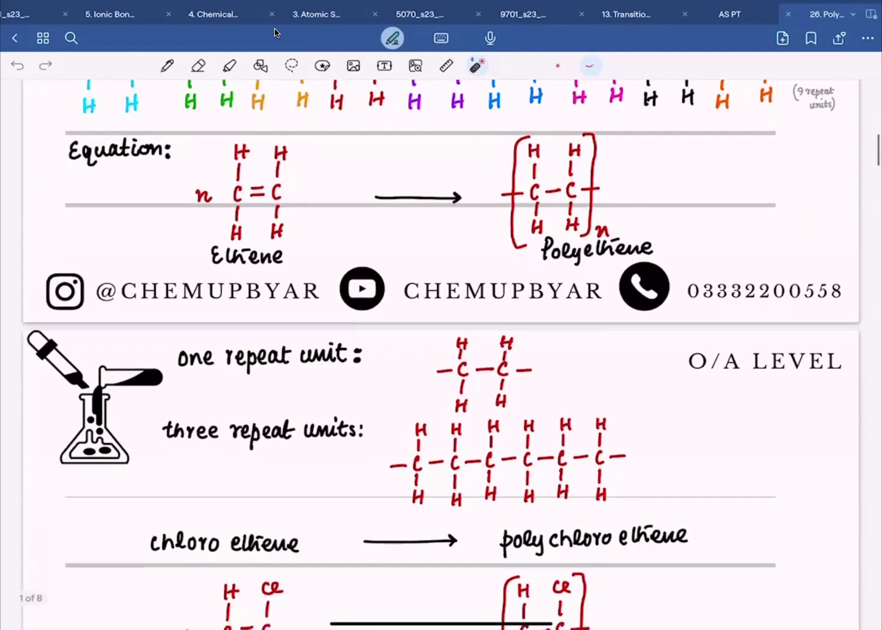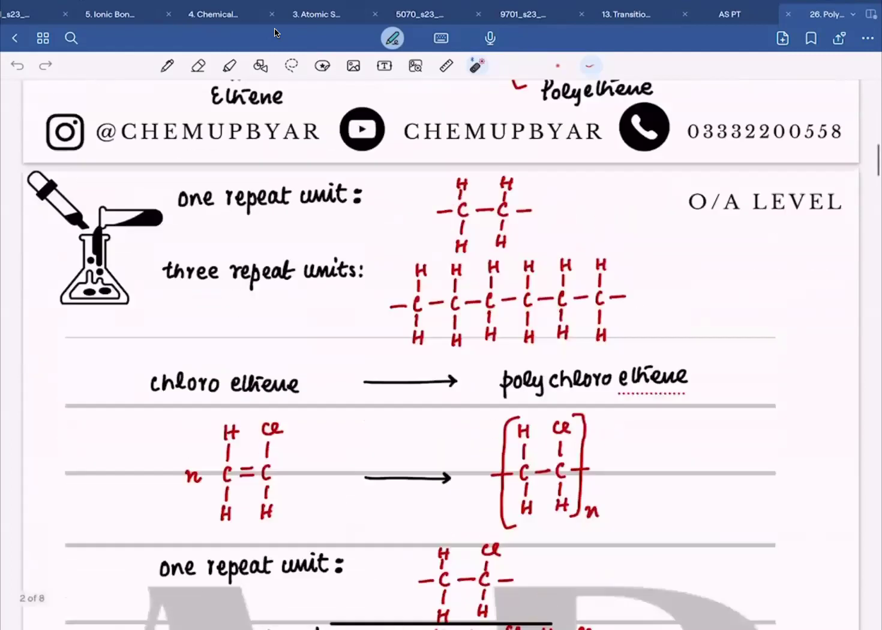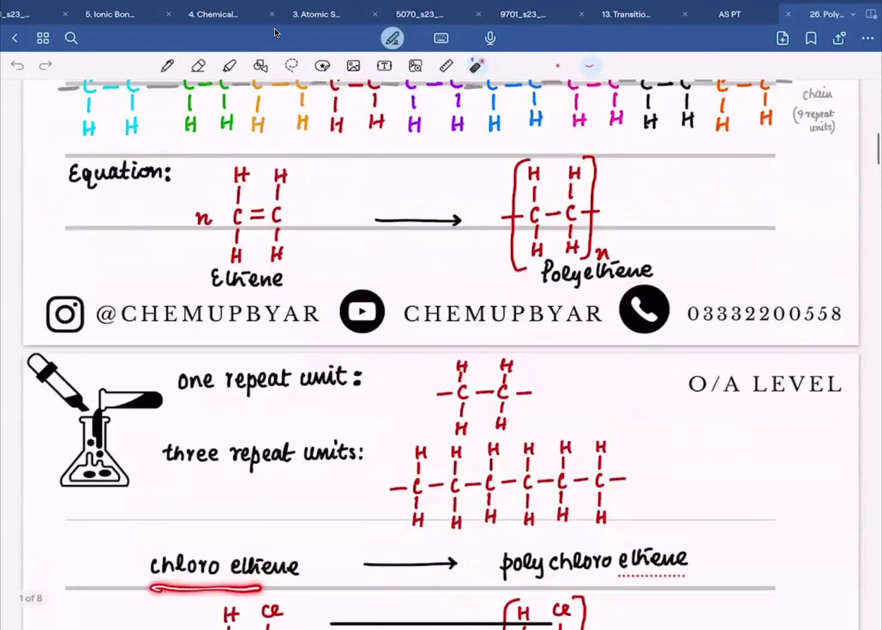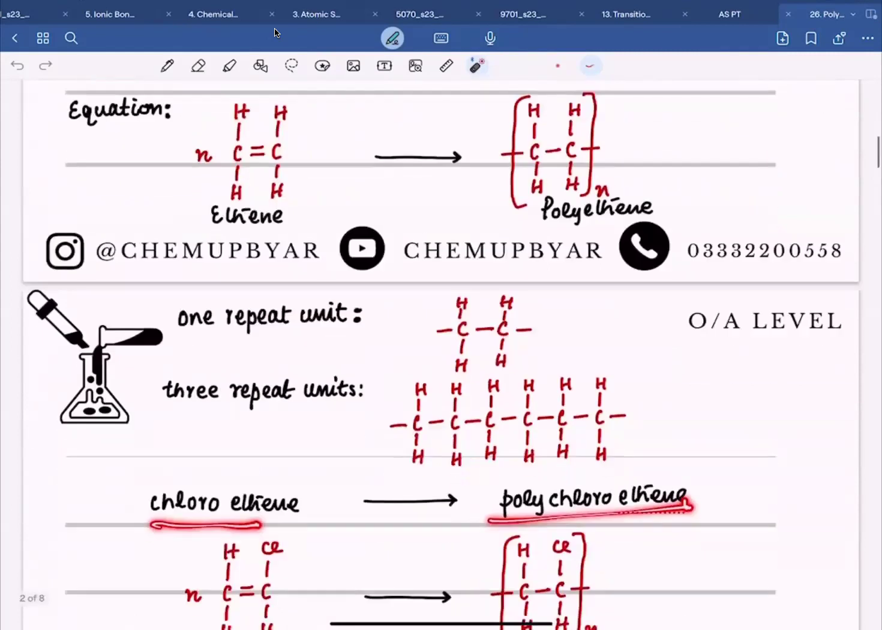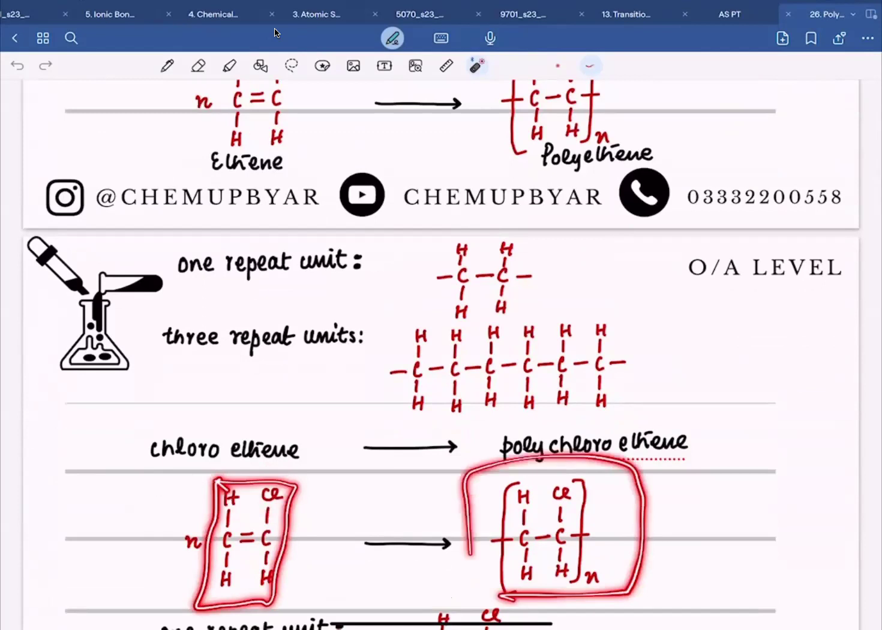Yes, sir. Now we have chloroethene. As you see, ethene is forming a polymer called polyethene. So when we have chloroethene, it is going to form the polymer polychloroethene. So what is over here? See, if one of the hydrogens is substituted by chlorine, this compound becomes chloroethene. And here we get the polychloroethene.